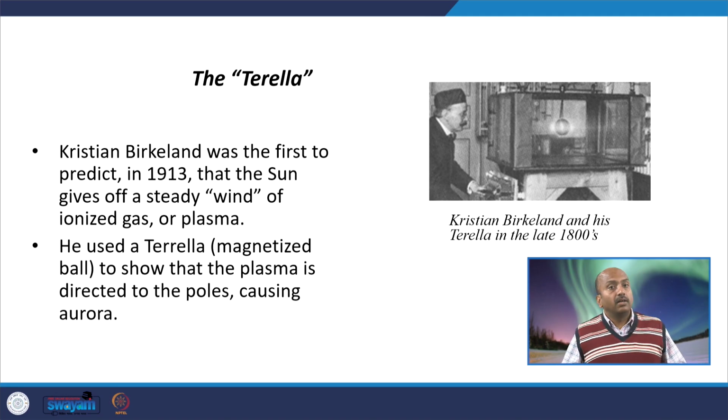And Birkeland in 1913 predicted that the sun gives off a steady wind which is made up of plasma. With the simple spherical magnet that he constructed, the Terrella, he showed that the plasma is directed towards the poles, causing the aurora. So, because of the magnetic polarity of north and south, the plasma goes towards the poles, which gives a hint that this is where the particles are getting precipitated, giving off the auroral emission. This image shows Birkeland and his early experiments in the 1800s.